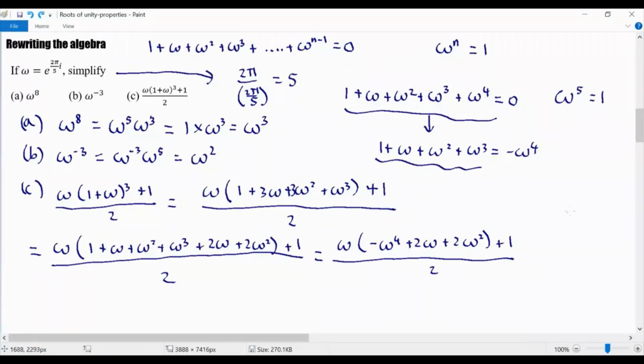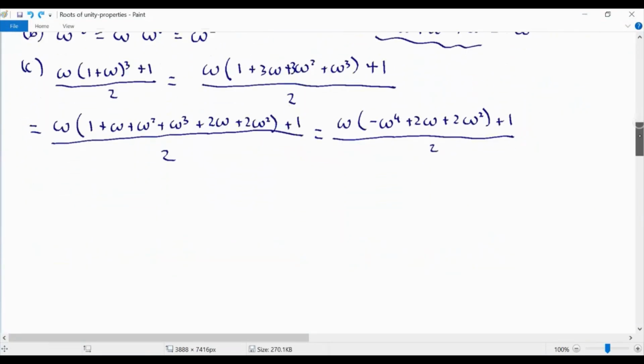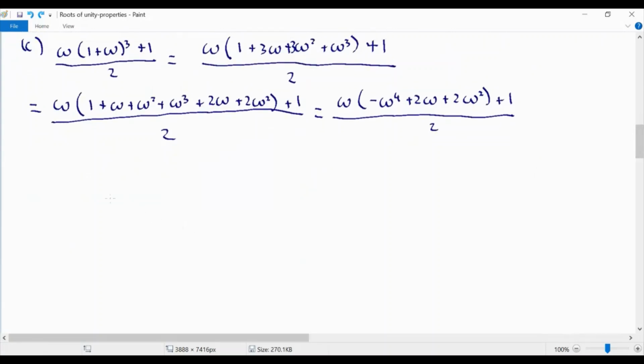Okay then, so now we've done that, moving down. We could multiply out the brackets on the top. So we have minus omega to the power 5. We have plus 2 omega squared. We have plus 2 omega cubed. And we have plus 1 all over 2.